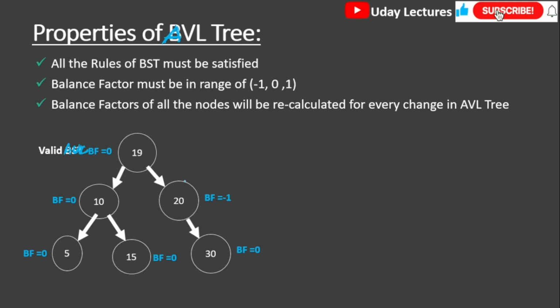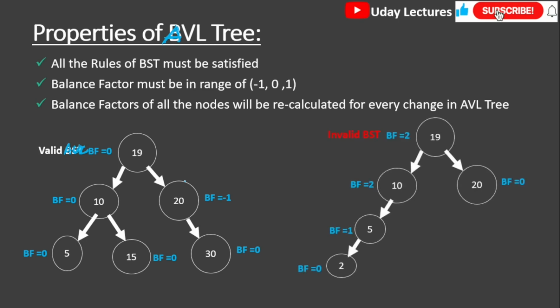Now we will look into an example of an invalid AVL tree. So this is an invalid AVL tree. Why do we say that this tree is invalid? Because if you look into the properties, all the properties of binary search tree are satisfied: the smaller elements are on the left side and the bigger values are on the right side, and every node has only two children and not more. All these rules were satisfied.